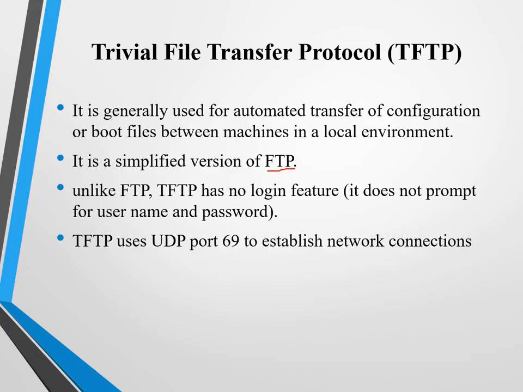So TFTP uses UDP port number 69 to establish network connections. Students, the TFTP protocol has 5 message types. What are these 5 message types? Read request, write request, data, acknowledgement, and error.